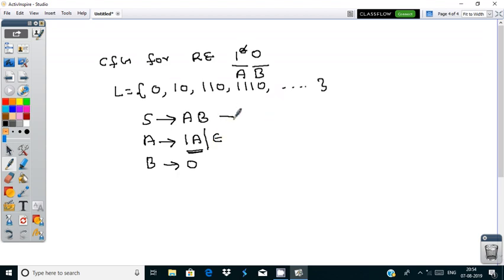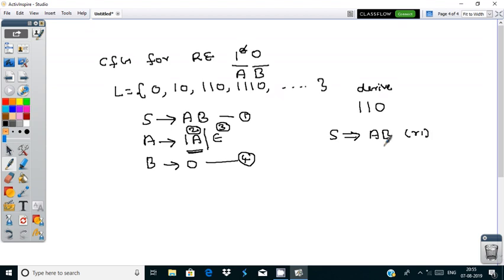And this is rule number 1, and this is rule number 2, and this is rule number 3, and this is rule number 4. Now we will derive this string 1 1 0. So which rule do you have to apply? You have to apply the first rule, S tends to AB.